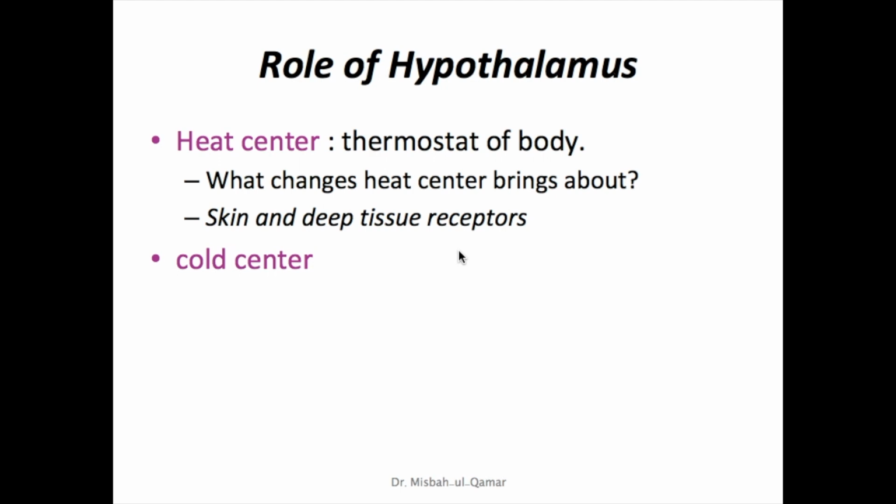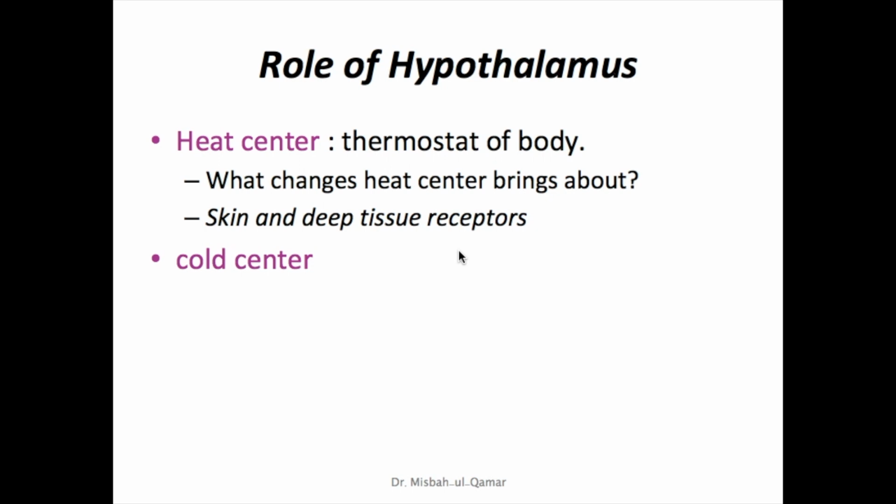So you can say that the hypothalamic preoptic area serves as a thermostat for the body, because when the hypothalamic preoptic area is heated, there are certain changes which take place, such as profuse sweating all over the body, and we see intense vasodilation, and also heat production is decreased.